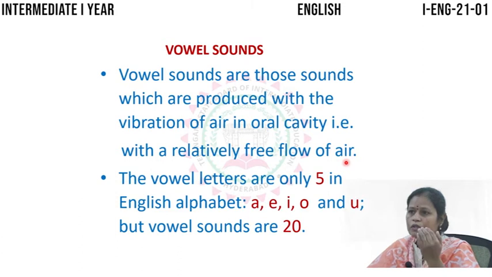When sounds are produced, there will be a free flow of air, where there won't be any obstruction when these vowel sounds are coming out of this oral cavity, and we can even observe a vibration in this part, that is the oral cavity. And these vowel letters are 5, that is A, E, I, O, U in the English alphabet. Coming to vowel sounds, they are 20.